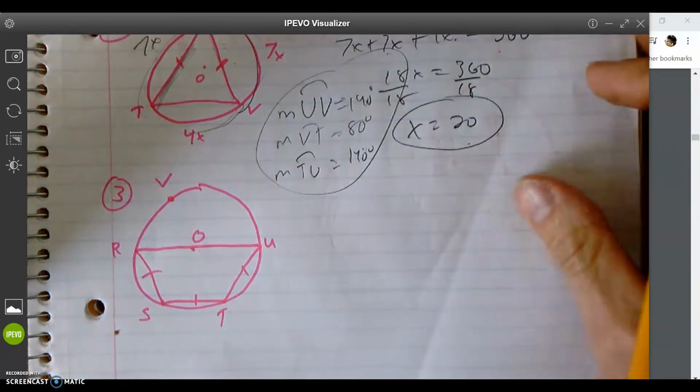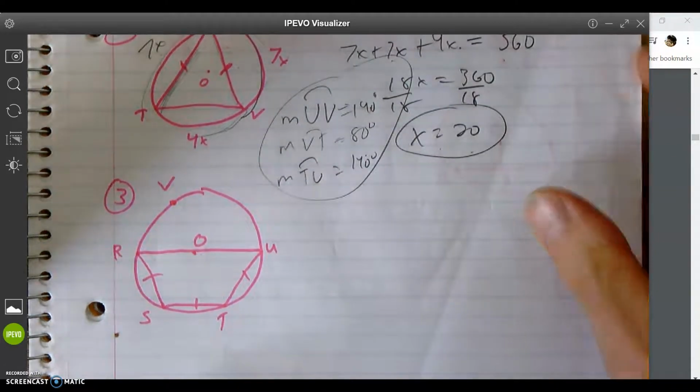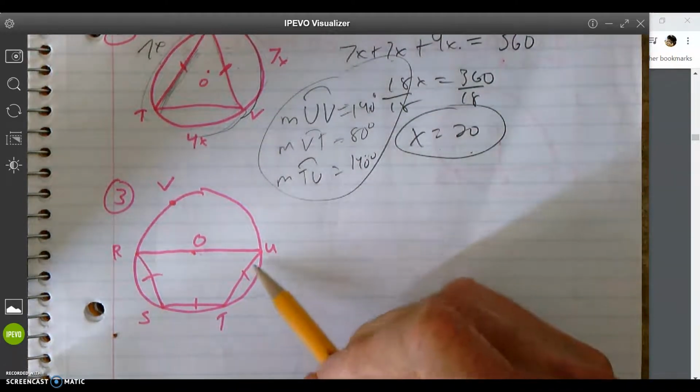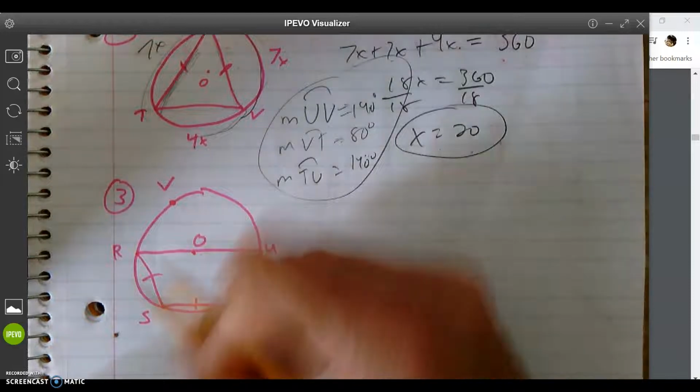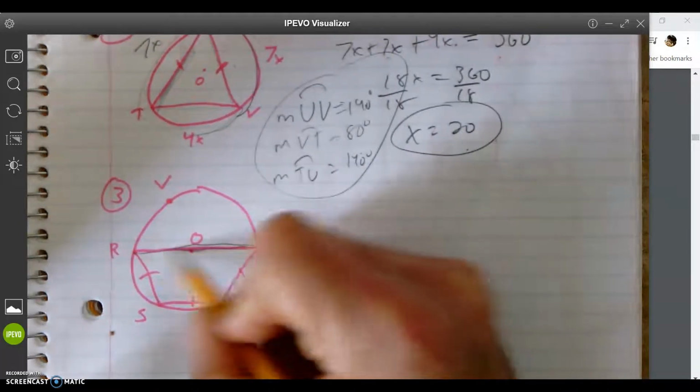All right, so next one. All right. So, damn, what are we going to do here? It gives us nothing. Well, actually, yeah, it does. Because, see, this is a diameter.